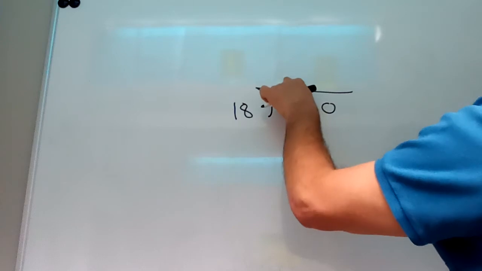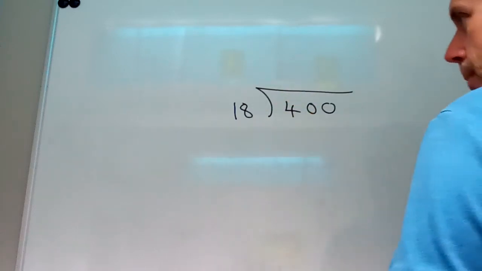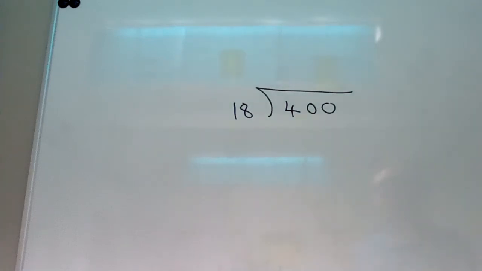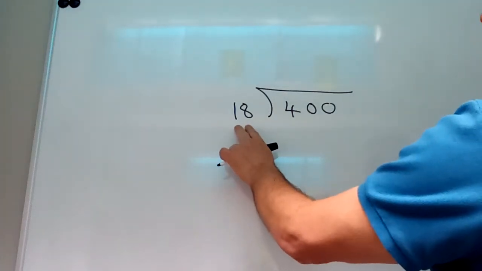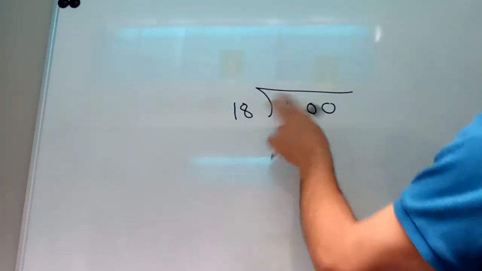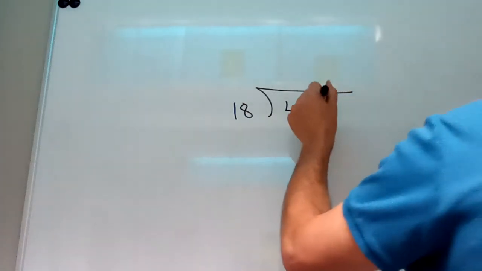We put a 0. We don't need to put anything. We're just going to go to here. Can 18 go into 40? Yes, it can. Now we've got to figure out how many times 18 can go into 40. Well, you could estimate. You could say, this is almost 20, and we know 20 will go into 40 2 times: 20, 40, 60, 80, if you can count by 20s. So we could start with a 2, and we'll put a 2 up here.